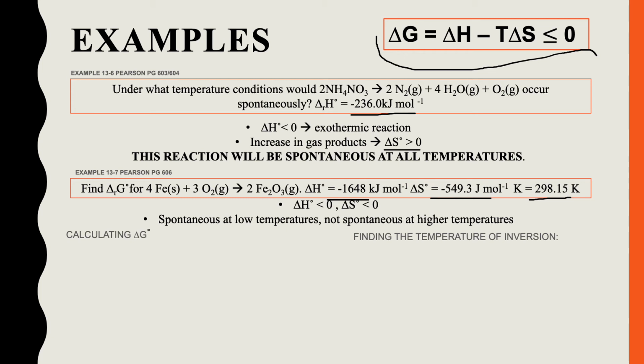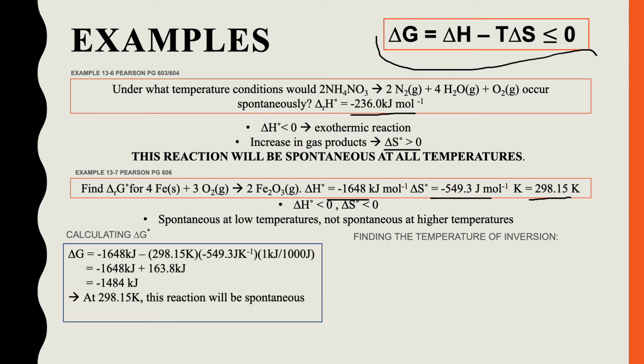So in order to find the change in Gibbs free energy, we're just going to plug these values right into the equation, and keeping in mind that the entropy has to be changed into kilojoules, as that is the unit measure for Gibbs free energy. And so just plugging this in, we get a value of negative 1,484 kilojoules. And so because it is negative, we know that this reaction will be spontaneous at this particular temperature, which is 298.15 Kelvin.